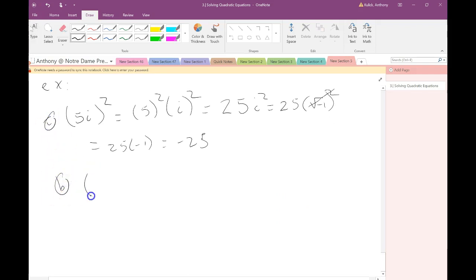Let's do another one. So what if we have negative i times the square root of 2, cubed? Well, that's going to be negative i cubed times square root 2 cubed. So let's think about this for a minute. I'm going to think about this negative i cubed as negative i times negative i squared. And the reason I wanted to do this is negative i squared is i squared, which is just -1.